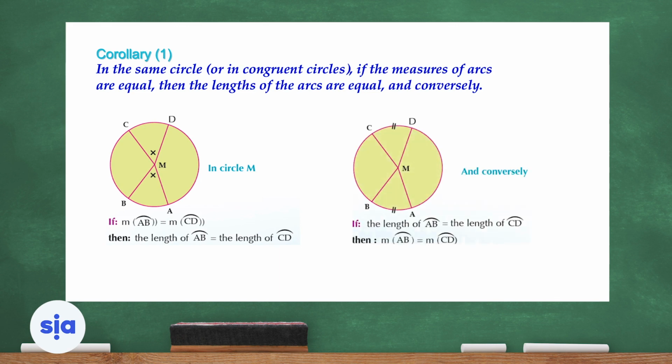And here's the converse of it. It says if the length of arc AB is equal to the length of arc CD, then automatically the measure of arc AB is equal to the measure of arc CD. So if the length of an arc is equal to the length of another arc, then the two measures of the two arcs are also equal. If the measure of one arc is equal to the measure of another arc, then automatically the length of this arc is also equal to the length of this arc.